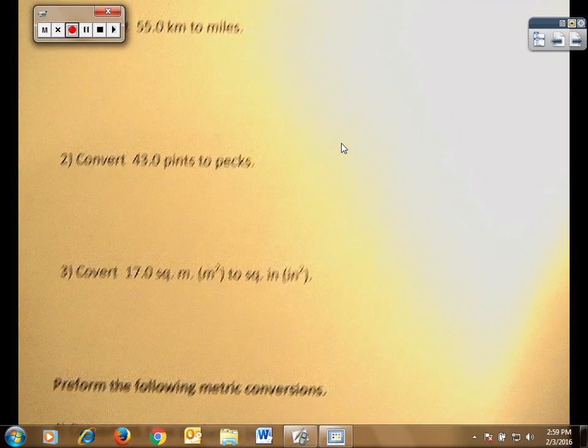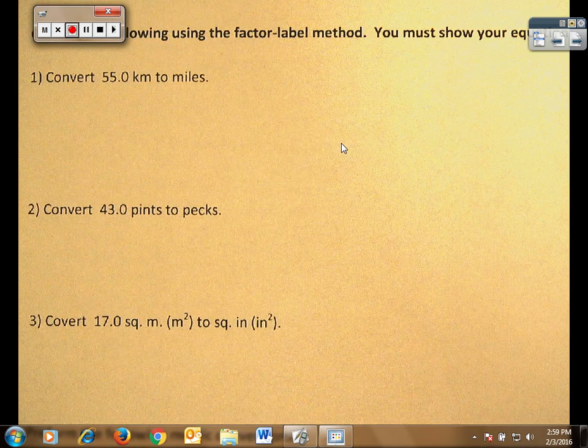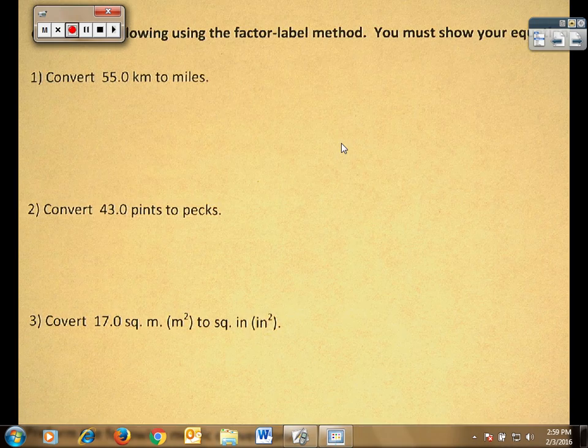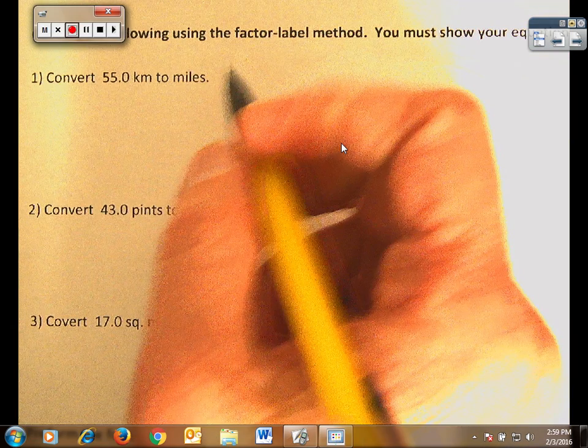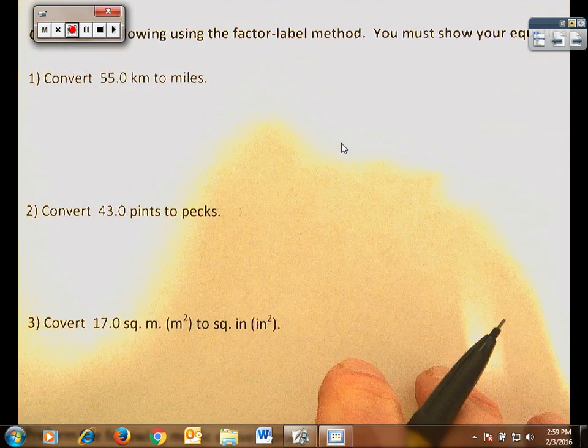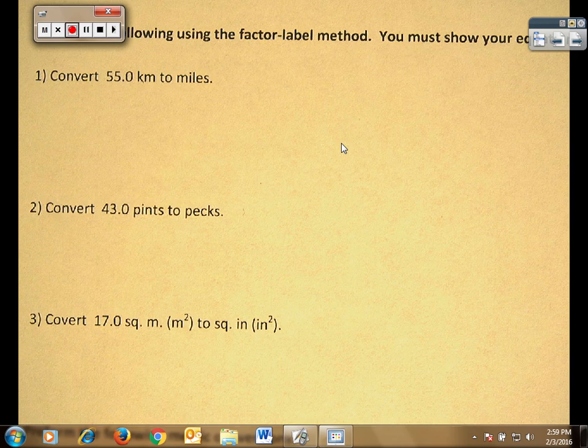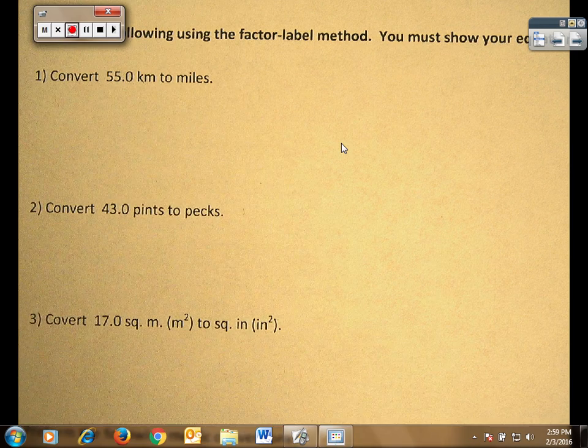All right, let's take a look at some conversions using the factor label method. Converting between English and metric units requires some kind of math. That math is the factor label unit. So as we go from kilometers to miles between metric and English units here, we're going to have to do some math. We're going to have to set up some equations, punch some buttons on a calculator to get us there.